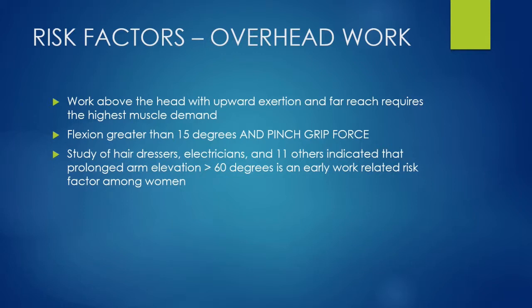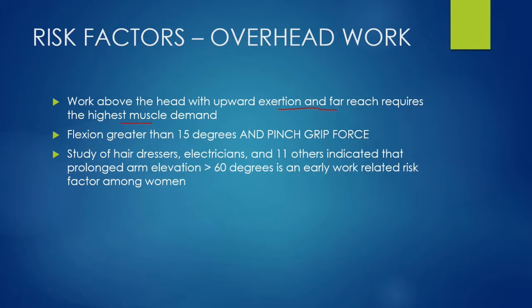Now, in this same study, they found that work above the head, especially combined with upward exertion and far reach, requires the highest muscle demand. So upward exertion would involve something like putting in a light bulb, would involve something like painting a ceiling, would involve something like installing an overhead fan. This upward exertion against gravity and load, combined with far reach, requires the highest muscle demand and places the greatest amount of both compressive and tensile loads on the rotator cuff tendon.